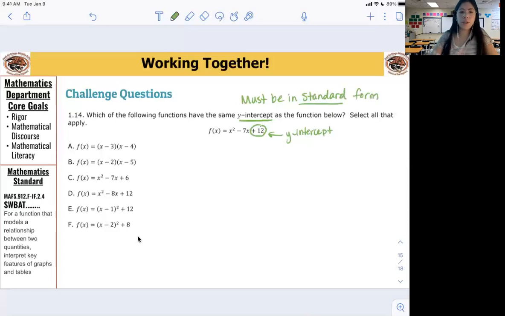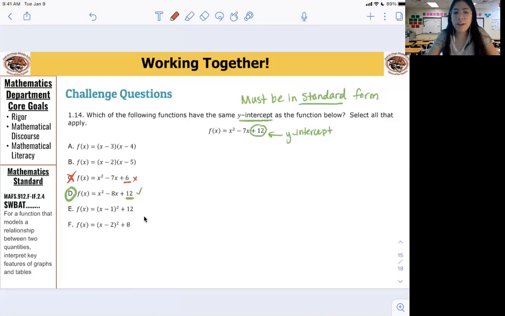So out of my options, is there any that's already in standard form that I can circle? Yes. Which one? D. D is good. D's got the correct y-intercept. Is there anything that I can get rid of? C. C is in standard form, but what's the y-intercept for C? 6. So we know that this is incorrect.